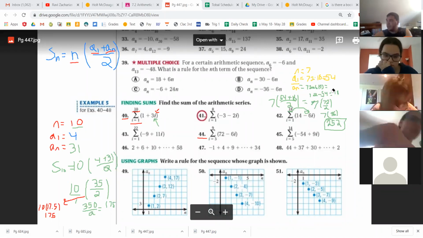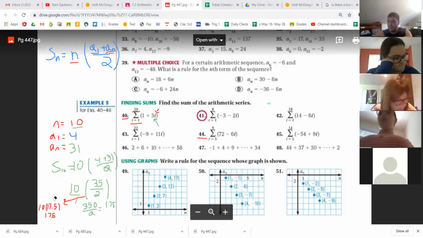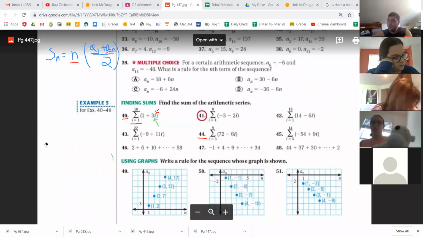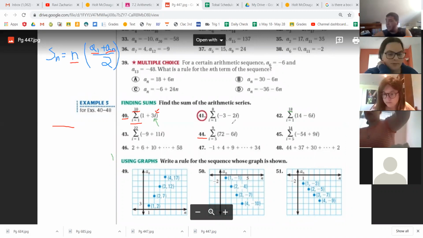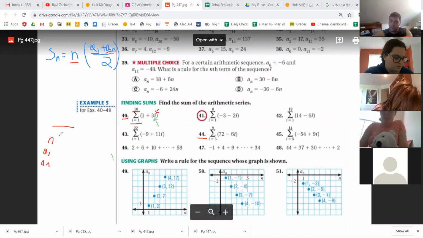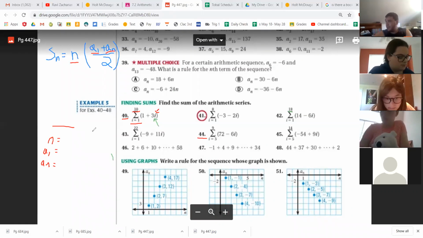Okay. All right, so I'm clearing up some space. Okay. 41, I'll do it on the left side over here. So 41 is -3 minus 2i. Again, we need 3 actors. N, A of 1, and A of n. You can't start the play without these guys. So first one, we're looking for n. So what's the difference between 1 and 8? 1, 2, 3, 4, 5, 6, 7, 8. So we go up to 8.